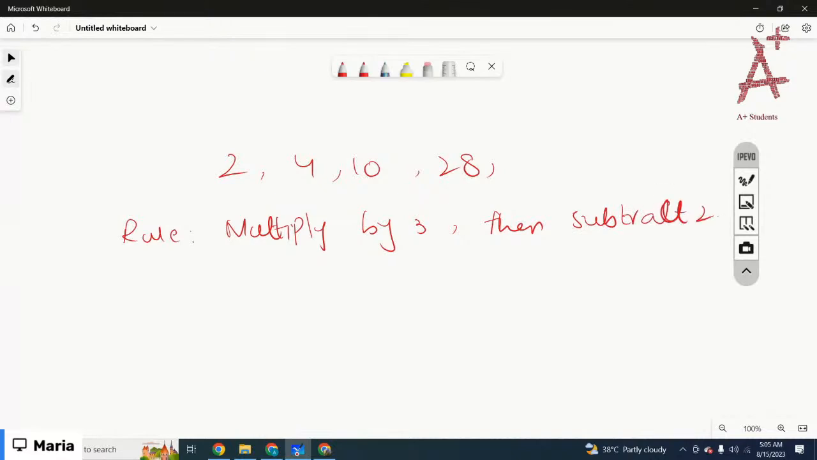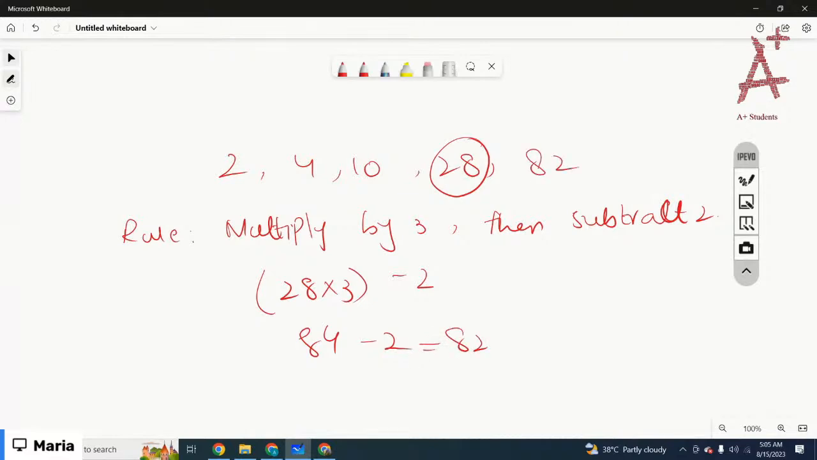Okay, let's multiply the last number by 3 and then subtract 2. So it would be 3 times 28, that is 84, and minus 2, that means the next number in the pattern would be 82. Right? So the correct option is 82.